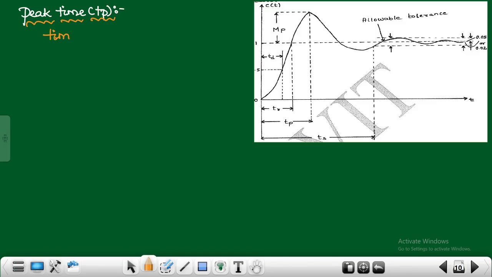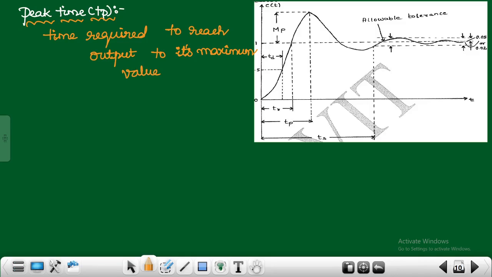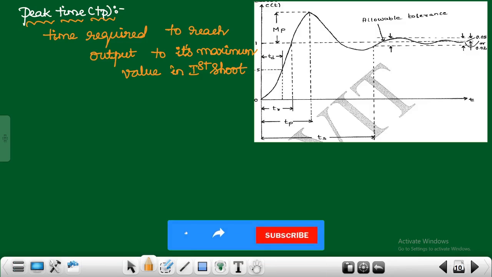Time required to reach output to its maximum value in first shoot. So this is called the definition of the peak time.